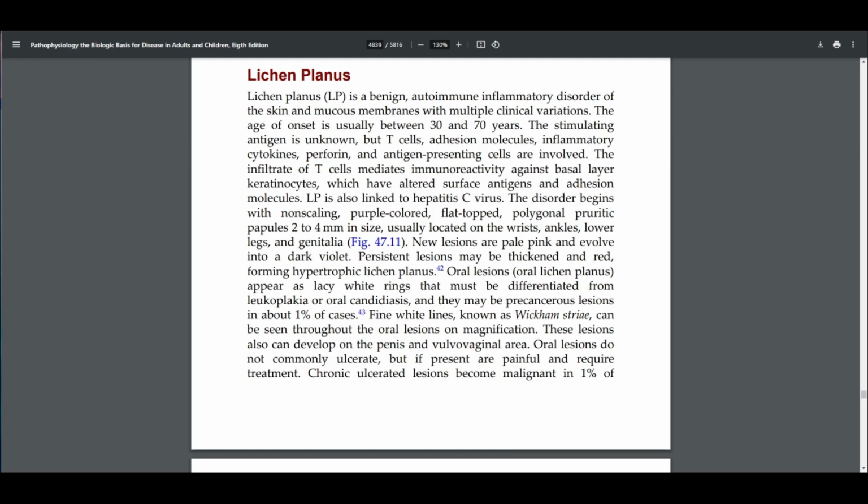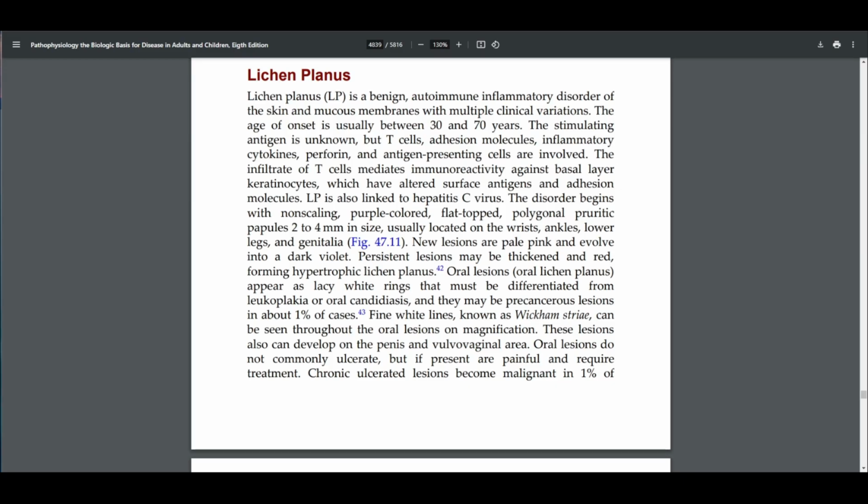Oral lesions appear as lacy white rings that must be differentiated from leukoplakia or oral candidiasis, and they may be precancerous lesions in about 1% of cases. Fine white lines, known as the Wickham stria, can be seen throughout the oral lesions on magnification. These lesions also can develop on the penis and vulvovaginal area.